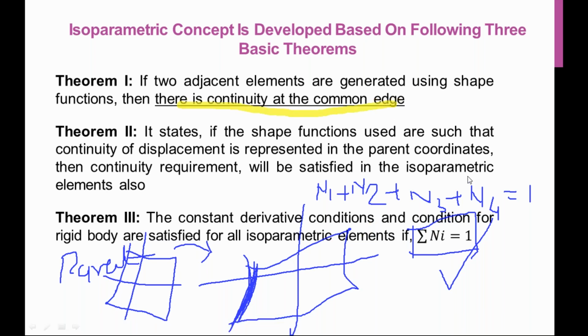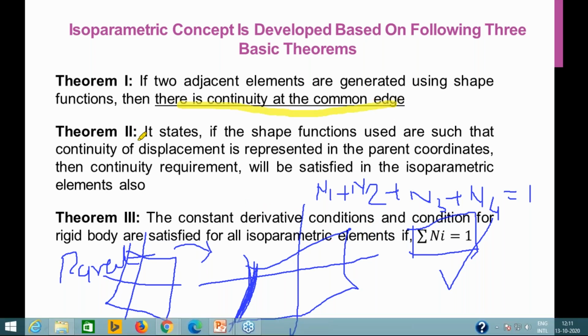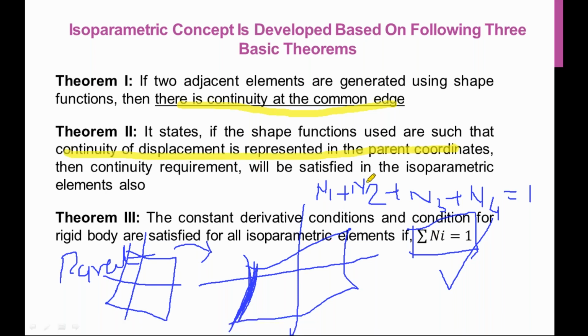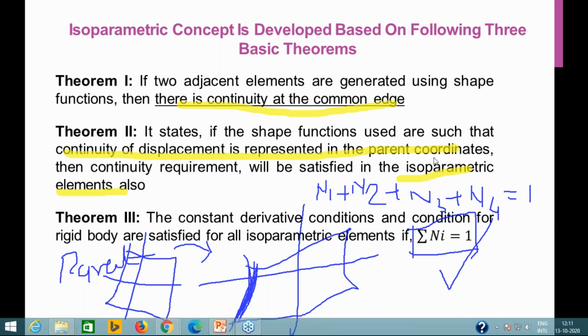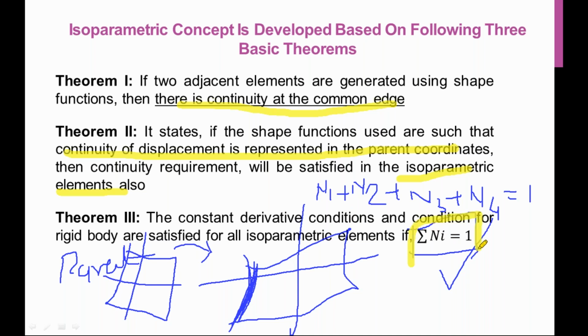So points to remember: from the first theorem, there should be continuity at a common edge. Second, suppose there is continuity of displacement in the parent element, then that condition is also satisfied by the child element, that is the isoparametric element. And third theorem, the constant derivative condition and rigid body displacement condition that we already covered in the convergence criteria are satisfied only if the summation of the shape functions is equal to 1. Okay, so it is very simple if you remember the key points from all the theorems.